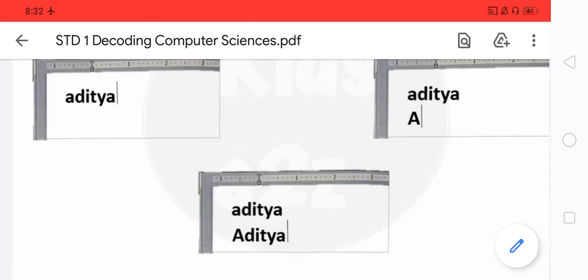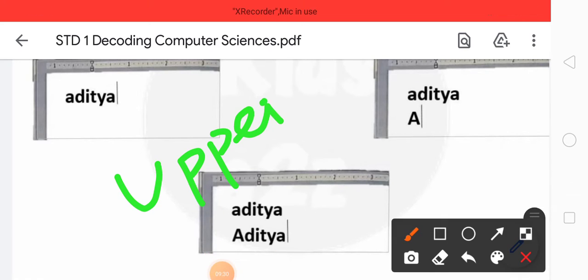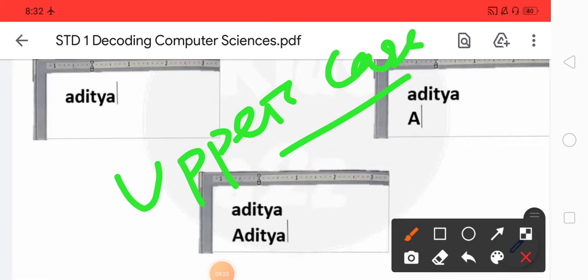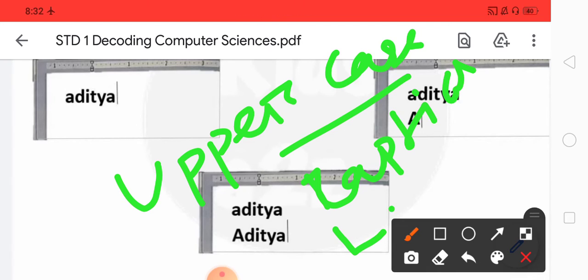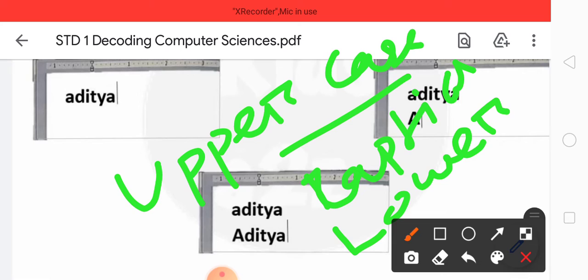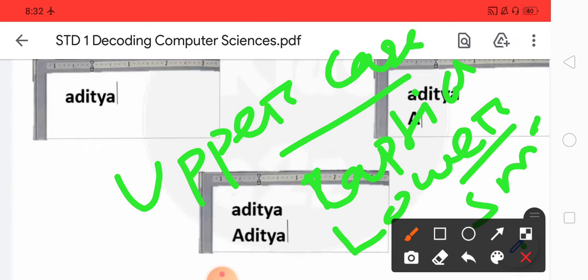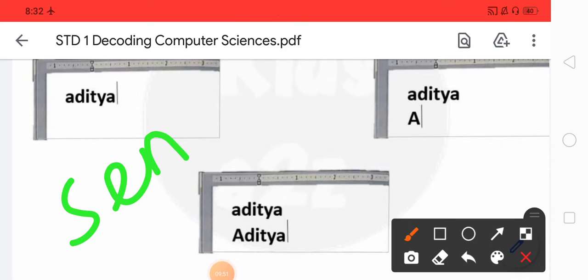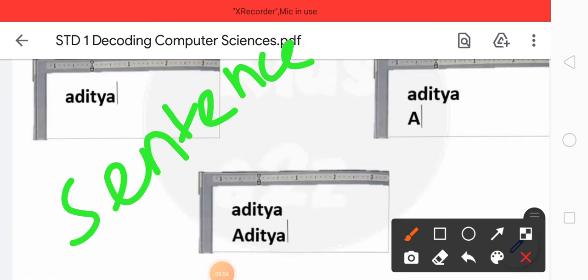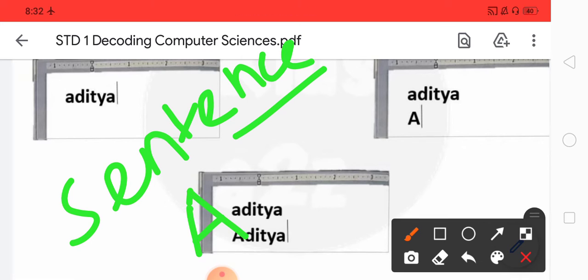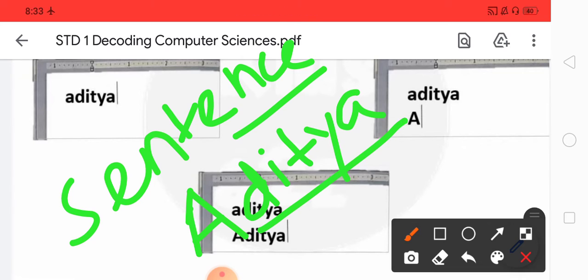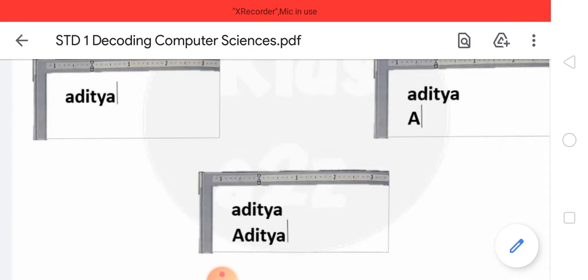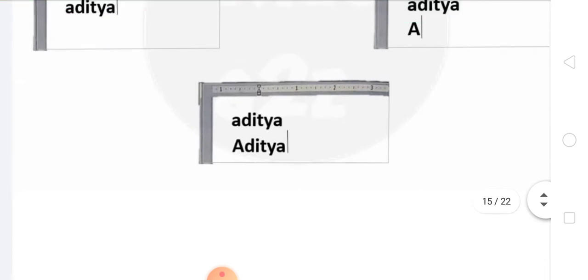Okay, uppercase means capital letters. Okay, and lowercase means small letters. And sentence case means the first letter starts with a capital, then after that, as usual, small letters. Okay, so these are the three types of case that we use on the computer.